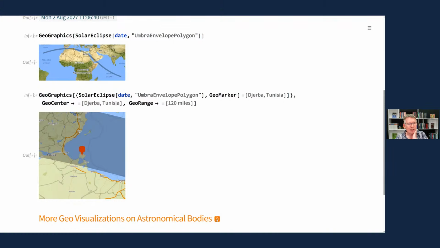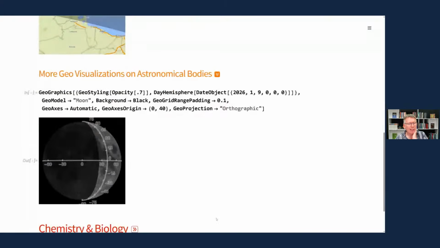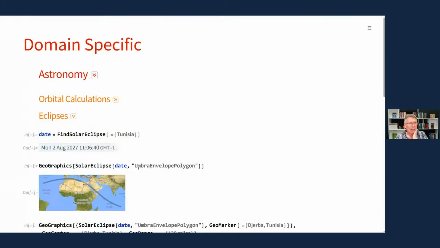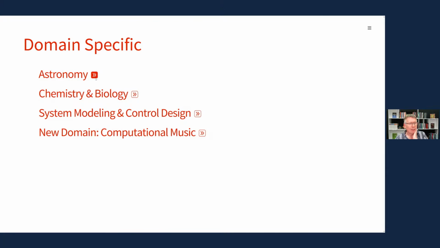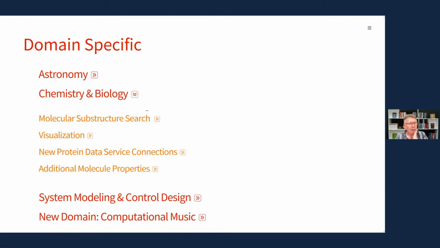And the geovisualizations that I've already shown you, things like geoaxes, they work on astronomical bodies too. So these things like geoaxes and grid lines are now also supported, not just on the Earth, but on other planets too.